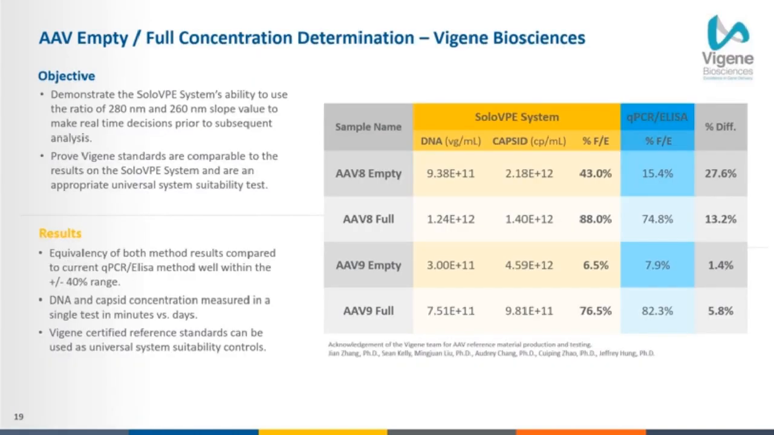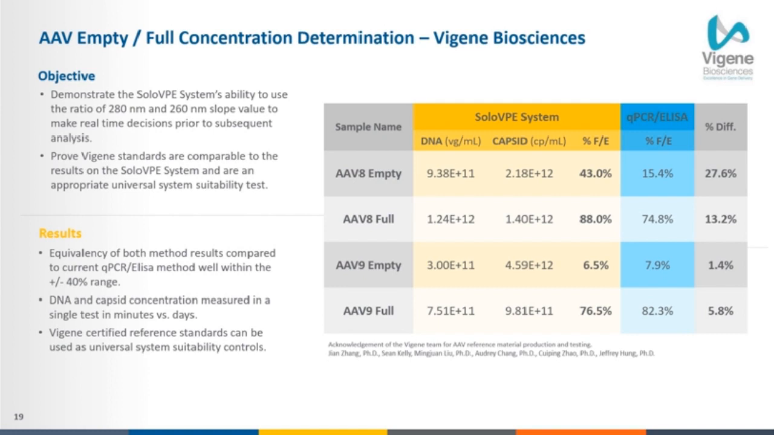We then took this a bit further and wanted to work with a company that's able to provide certified NIST traceable standards related to AAV material. The first demonstration of the technology was done at Vigene Biosciences, where we took some of their in-process samples for both AAV8 and AAV9 and compared the SoloVPE values versus their expected values. If you look at the percent difference column, we align very well to their given processes.